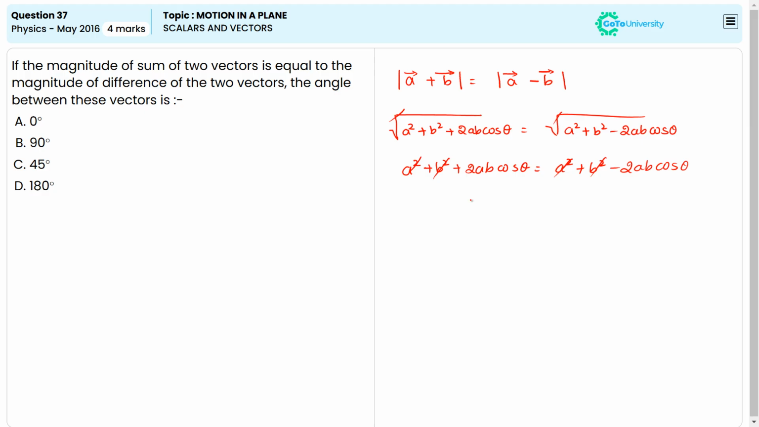B square. Minus 2AB cos theta will come to the LHS. This becomes 4AB cos theta is equal to 0. That implies cos theta is equal to 0. That means when theta is equal to 90 degree, this is possible. So option B is the right answer.